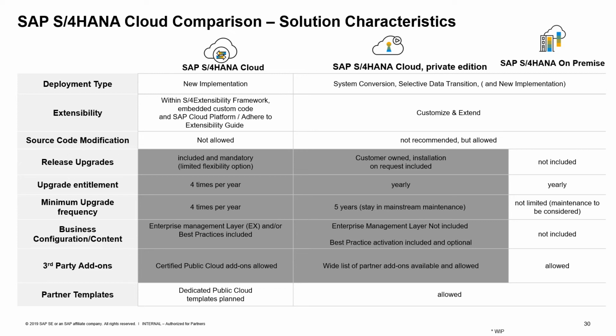Next, third-party add-ons. For certified public cloud, add-ons are allowed, right? And then we have the rules for the Extended Edition that you are familiar with. And if not, please take the enablement as part of the Extended Edition sell authorization. For Private Edition, there's a wide list of partner add-ons available and allowed, as we discovered earlier on. And finally, partner templates. So there are dedicated public cloud templates planned for Essentials Edition, RISE with S4HANA Cloud. For Private Edition, it's all allowed.